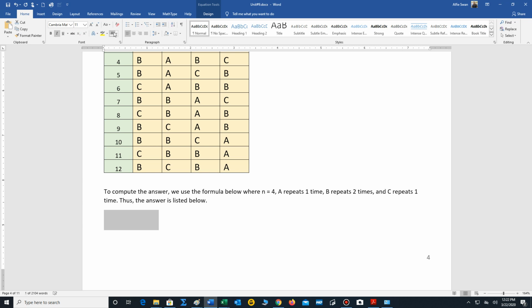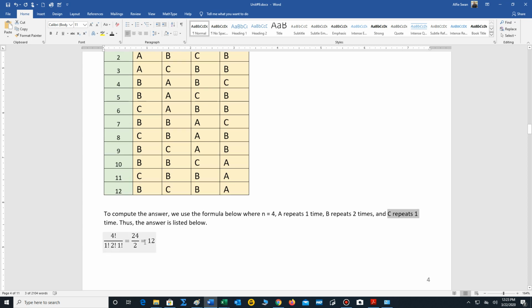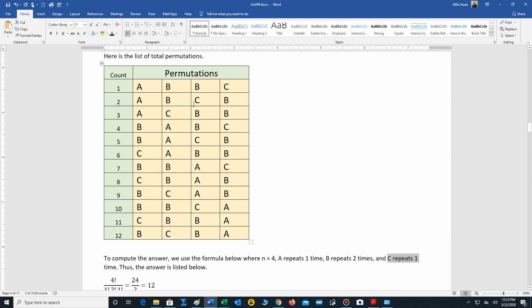Keep in mind that there's four letters. N is 4. A repeats one time. B repeats two times. C repeats one time. Thus, our numerator will be 4 factorial, since there's 4 letters. Then the A repeats once, so we take 1 factorial. The B repeats 2 times, so we take 2 factorial. And the C repeats once, 1 factorial. So 4 factorial is 24, and we're multiplying these factors. 1 factorial is 1, 2 factorial is 2, 1 factorial is 1. You multiply that out to get 2. 24 divided by 2 is 12. I think this is a much cleaner process to get our result as opposed to listing out all the permutations.